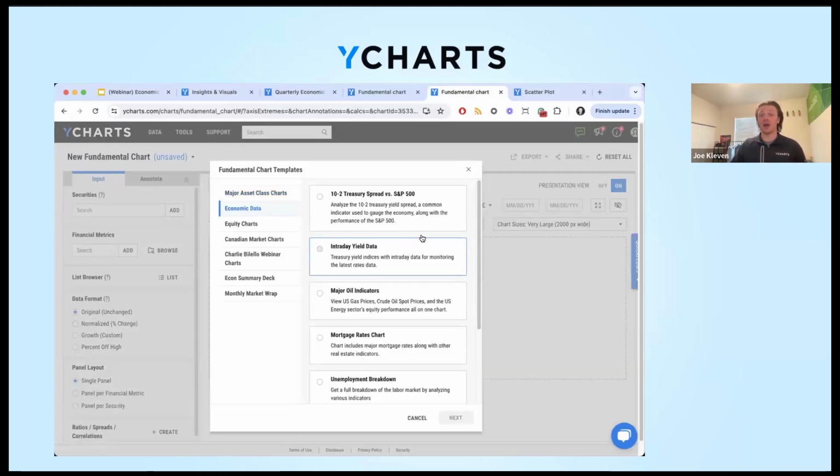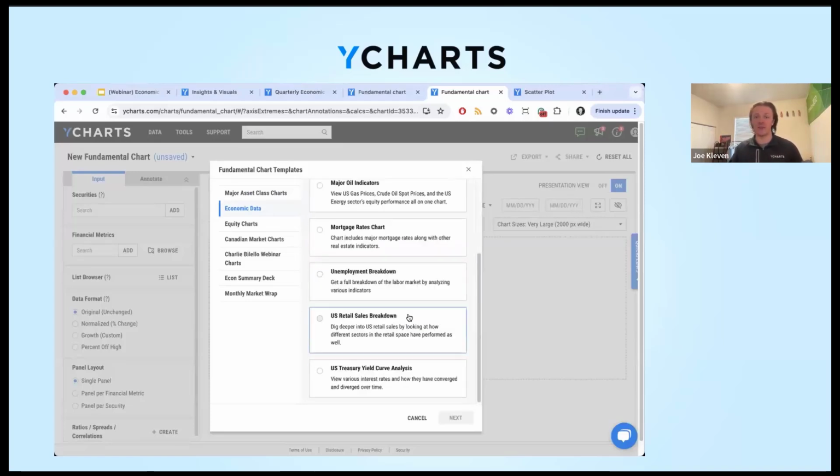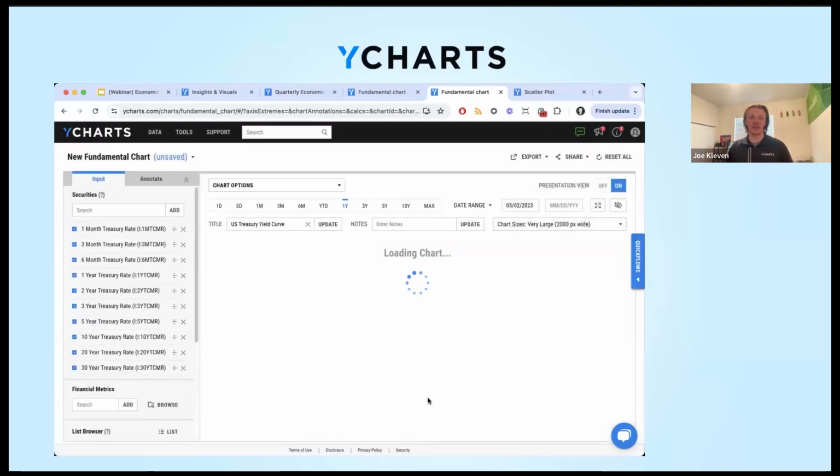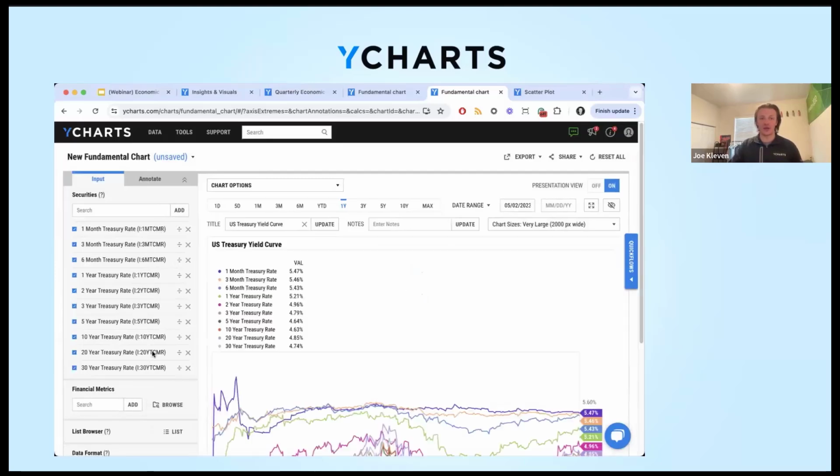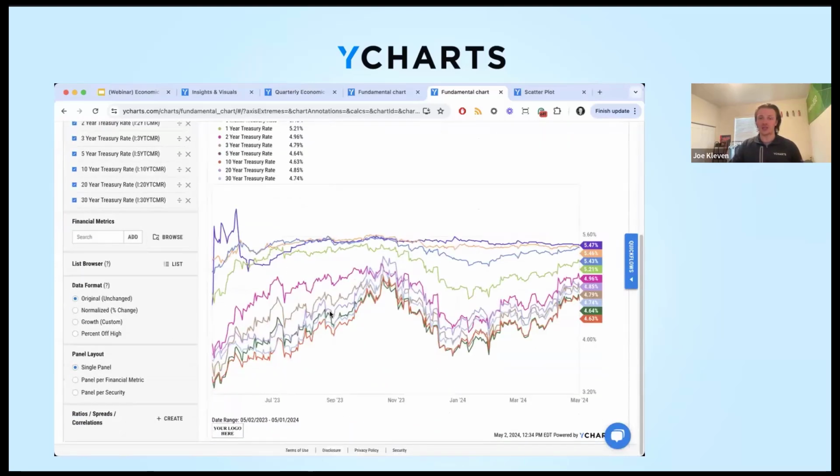And like Tom, you also showed the 10-2 Treasury spread versus S&P 500. That is also a templated chart we have on offer where you click this button, click next, and the chart you saw a couple slides ago will load just as you saw it. If you head down to the bottom here, we have another template that's a yield curve analysis, which has every duration on the curve right here as an indicator. And just like that, there's your chart.